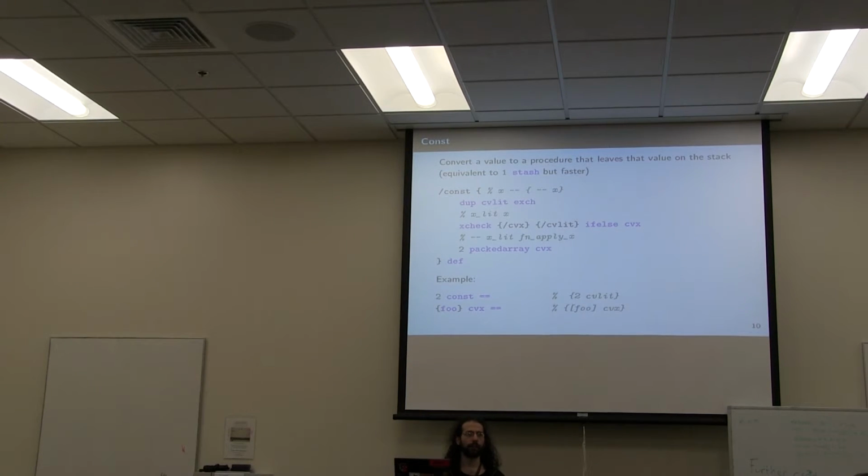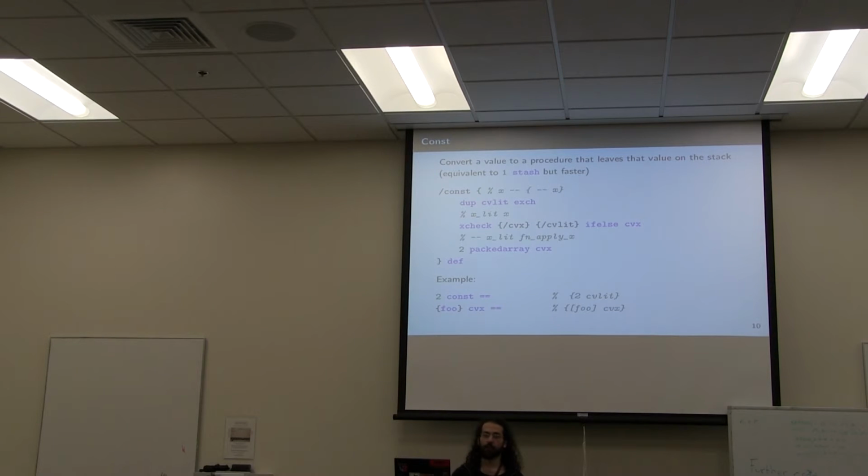Another useful function is const, which is basically the same as oneStash, but it's faster because it turns out that every single implementation of Postscript that I have ever seen is interpreted, and none of the interpreters are very good. And so dispatching to a subfunction, or even dispatching to a primitive, is slow.